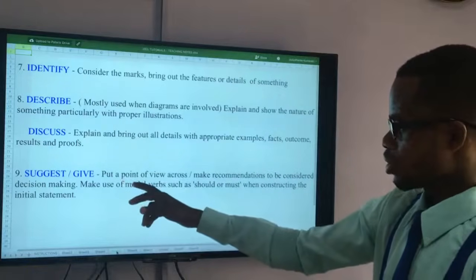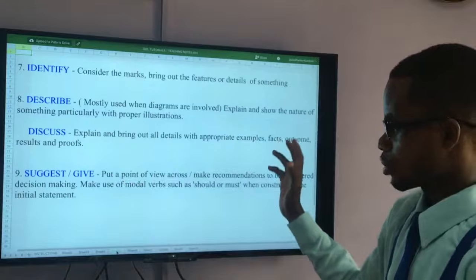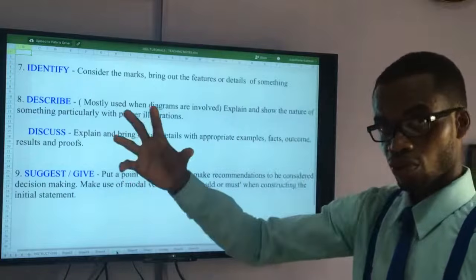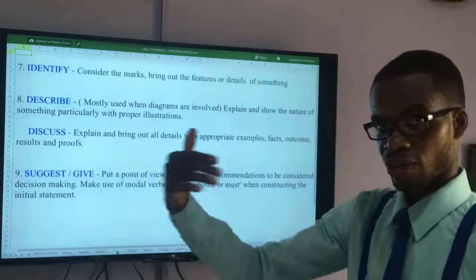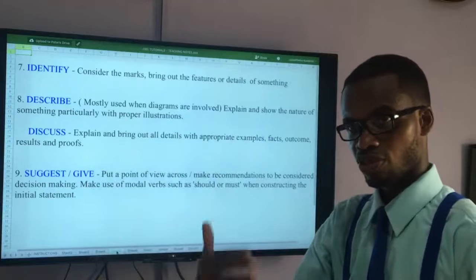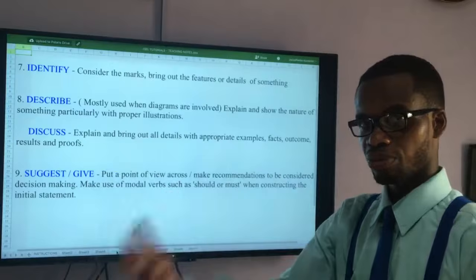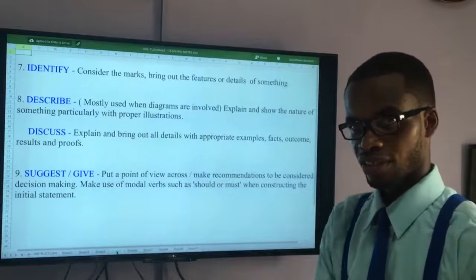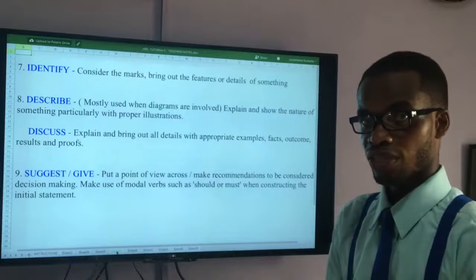Put a point of view across. That's your point of view. What do you think? Irresponsible adolescent behavior. So you've seen drug abuse, you've seen prostitution, promiscuity, you've seen armed robbery, okay? All these activities, they are not good. That's why you call them irresponsible.